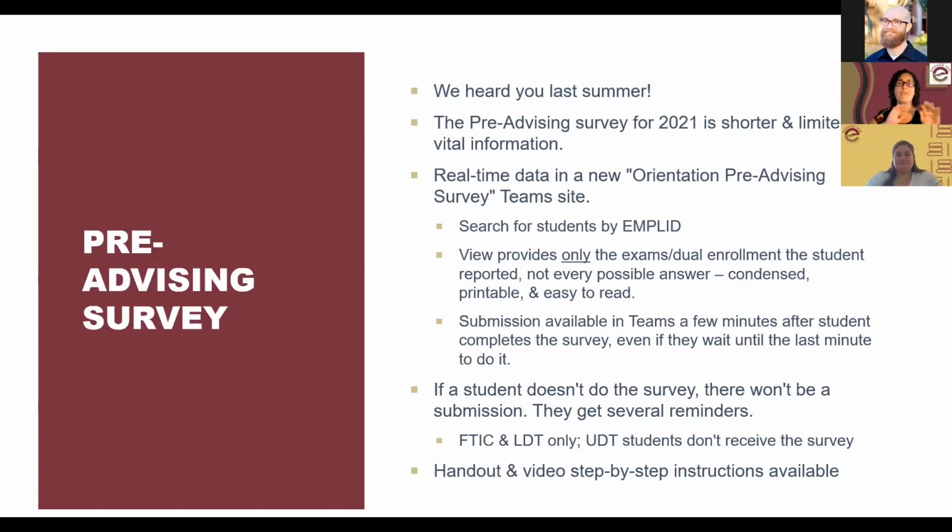We have redesigned the survey for 2021. It's shorter and it's focused on vital information. What we have done is we took the 6,000 plus submissions from last year, identified about the top 12 exams and classes that students took, made those check boxes, and then have an Other for AP, IB, ACE, CLEP, and dual enrollment / college course credit. Should be a lot easier to read.